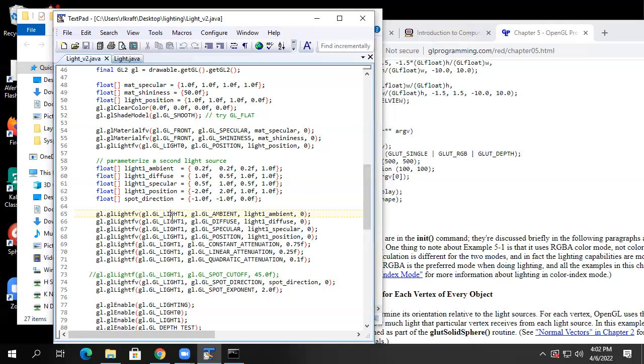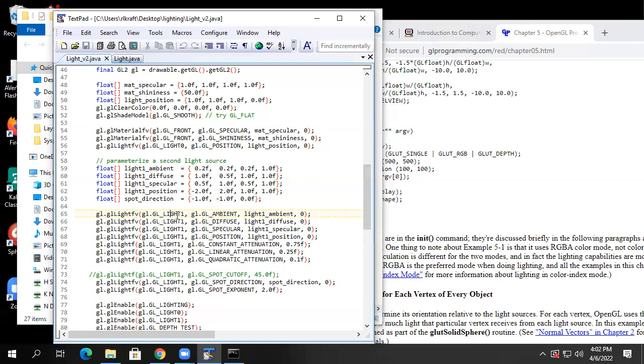This one I commented out doesn't seem to work. If I uncomment that, even though it's in the original code in this book, the light disappears. And I don't know why. I haven't had time to look up what's going on. Maybe it's a bad parameter. But I'll show you: if I uncomment that, the light disappears.